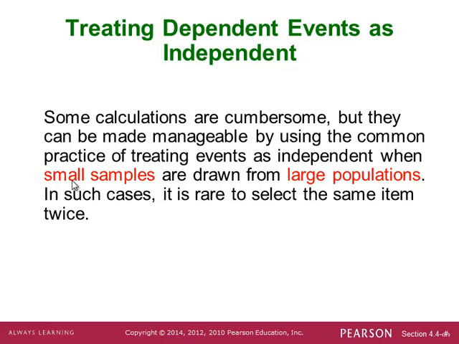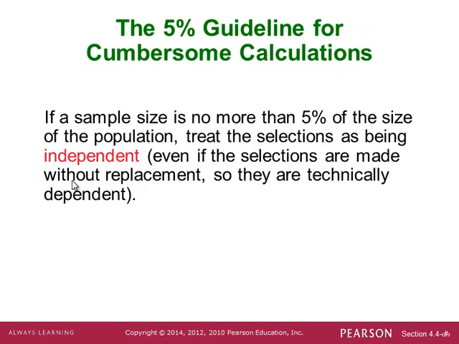Now, using that adjustment for dependence is appropriate when we're sampling from small populations, but when we are sampling from large populations, it doesn't really matter too much unless you are in requirement of very precise and accurate calculations. There's the 5% guideline that says that if the sample size is no more than 5% of the population, then it's okay to treat the selections as being independent.